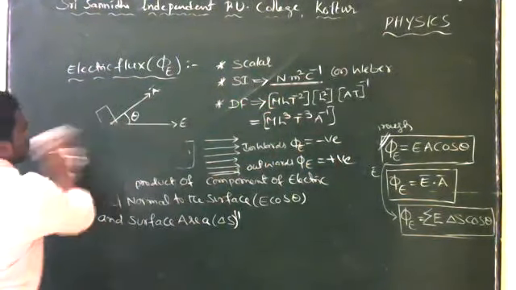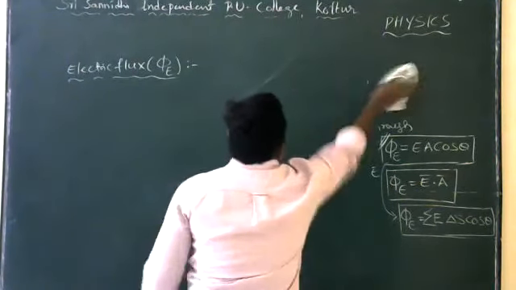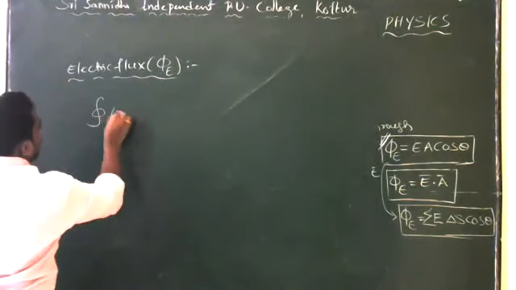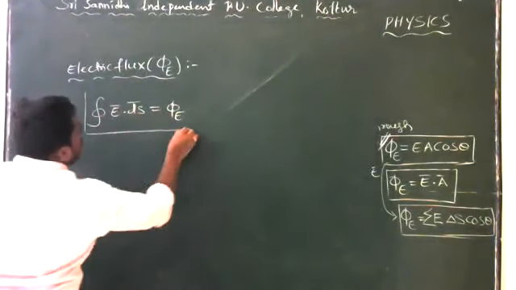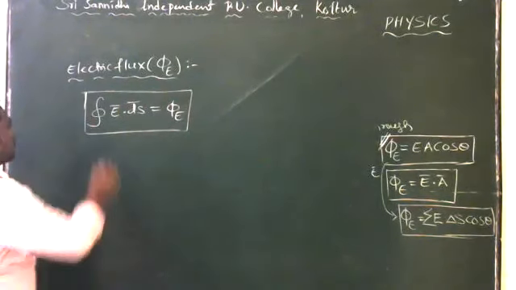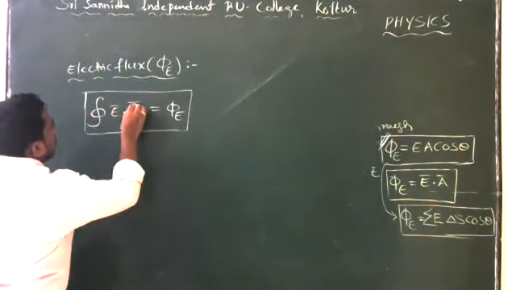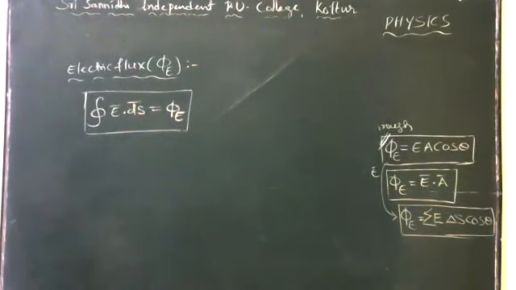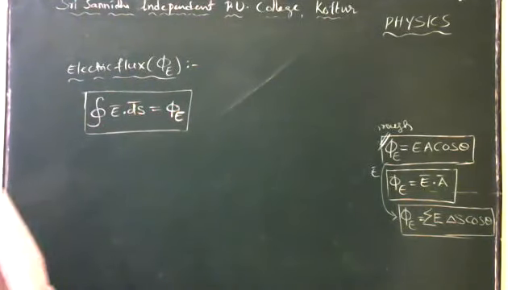So next, the same electric flux by using a non-uniform electric field. Here, by using the formula for electric flux, closed integral E bar dot dS bar is equal to electric flux. So this is a closed surface. By using a closed surface, electric flux phi is equal to closed integral E bar dot dS bar. So this is also another formula for electric flux. So this is the information about the electric flux.